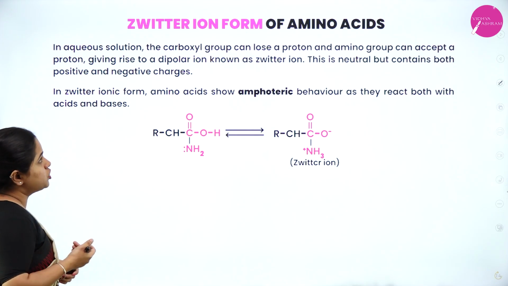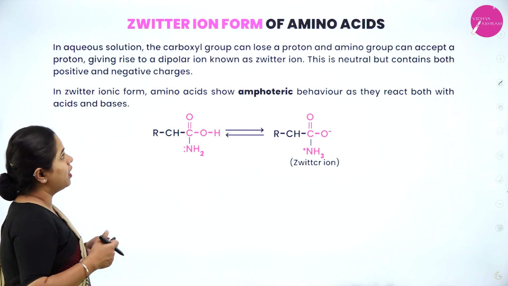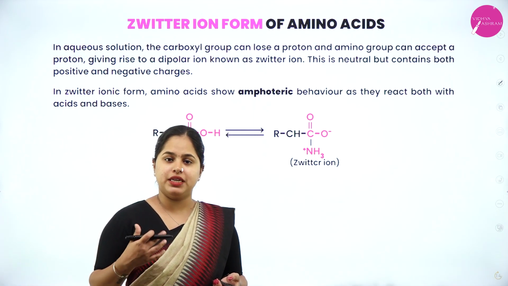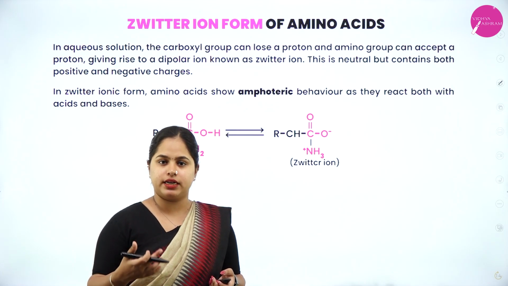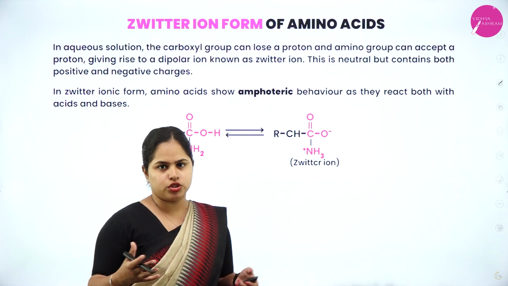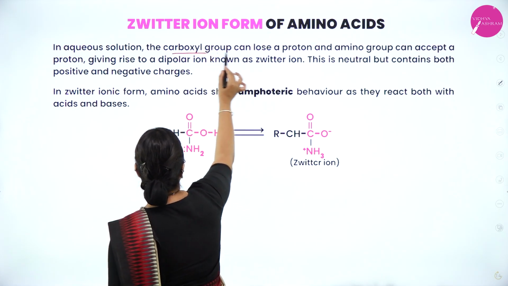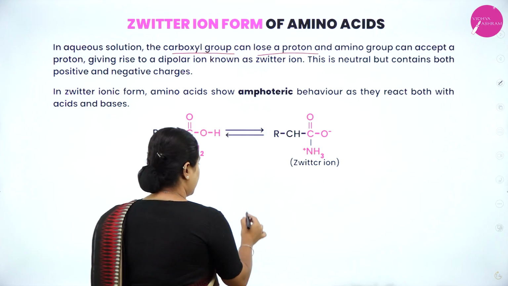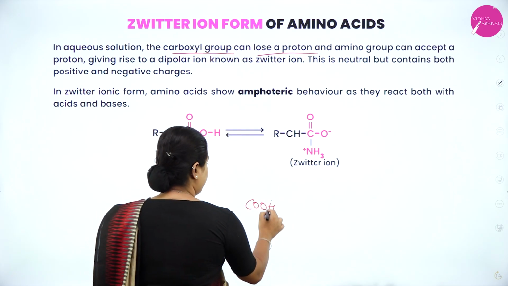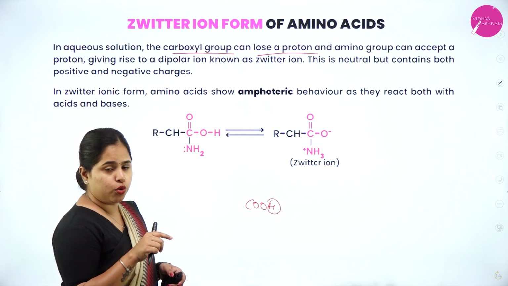So, moving on to the Zwitter ion form of amino acids. Now, in aqueous solution, the carboxyl group can lose a proton, right? Aqueous solution means when this amino acid is present in water, dissolution can take place. What is exactly happening there is that the carboxyl group can lose a proton. The carboxyl group is COOH. So in the aqueous medium, the proton can be lost from the carboxyl group, and we have an amino group also, right?